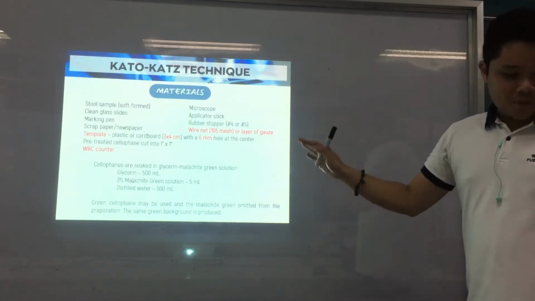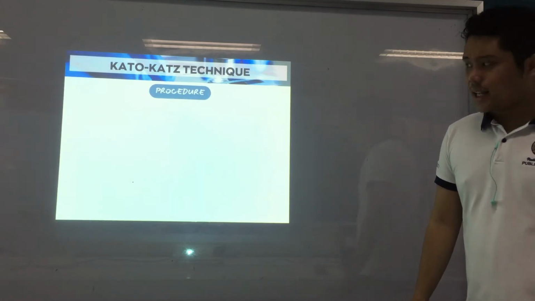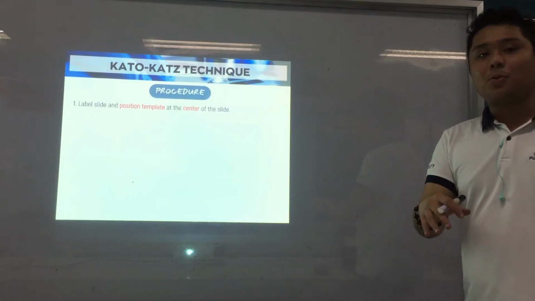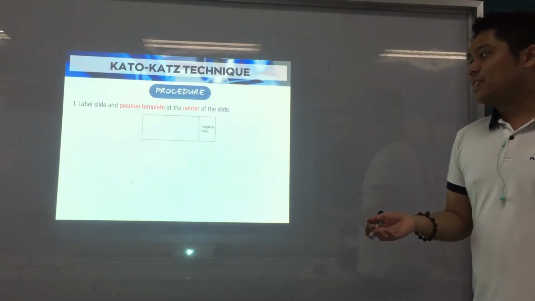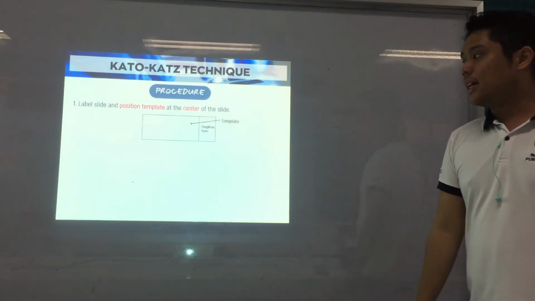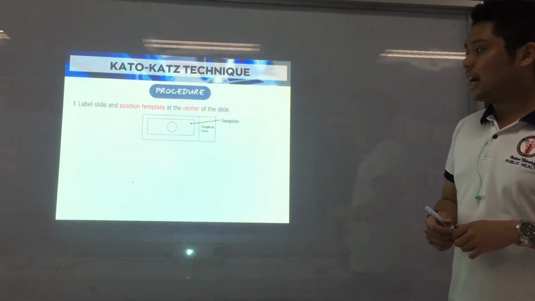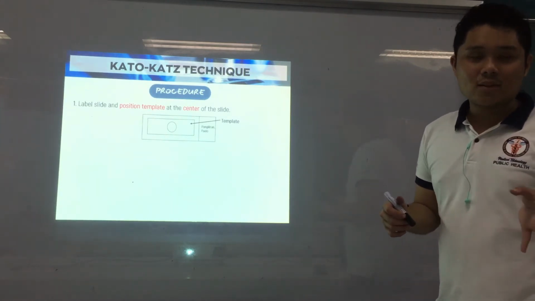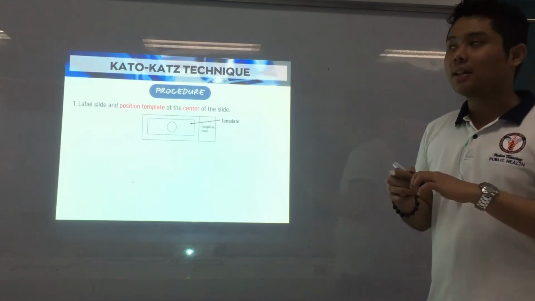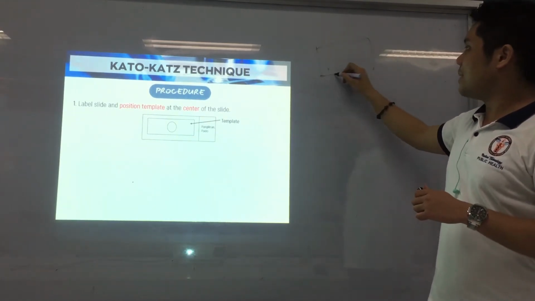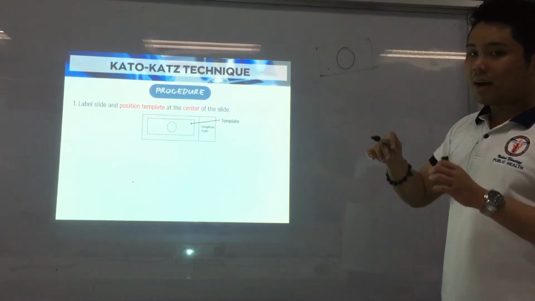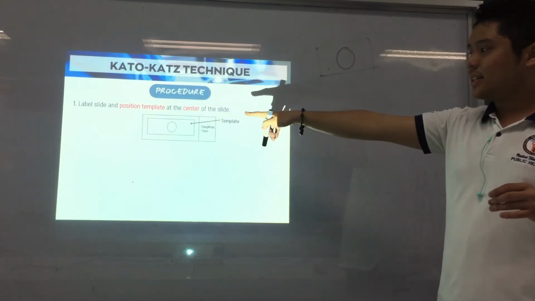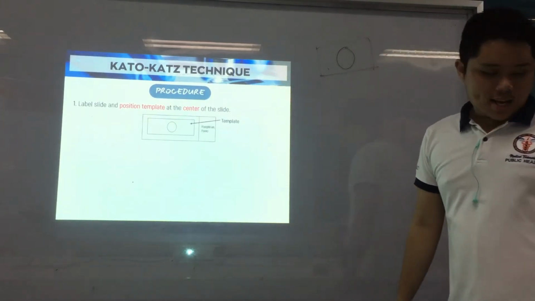So we go now to the procedure. First, again, we label a slide, but this time, before adding the stool sample, we first position a template on the center of the slide. So it's still the same slide, but this time we use a template. We'll show the template in the video because right now there are no templates, so I cannot show you this time. But the template is made out of cardboard or plastic, and there is a hole at the center. That's the template.